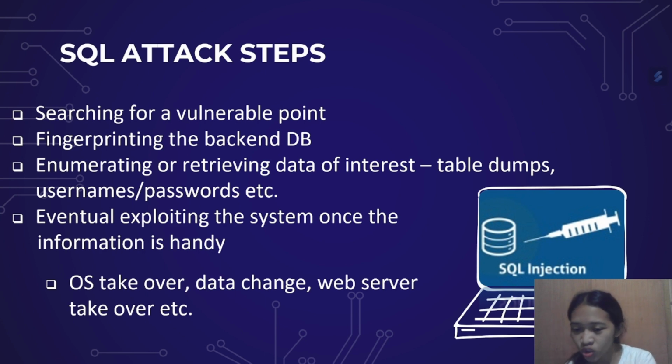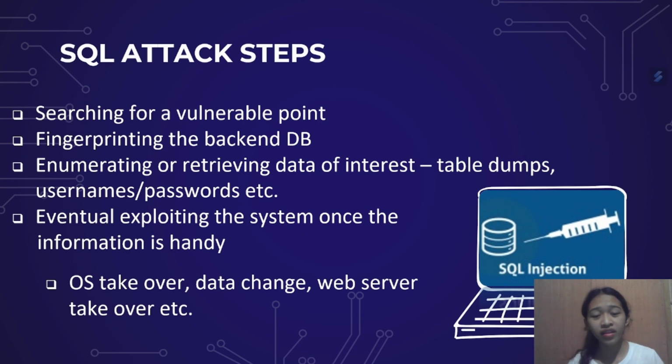Fourth, we have the eventual exploiting of the system, once the information is handy. Once the attacker has obtained the desired information, they can then attempt to exploit the system in various ways, such as taking over the operating system or web server, or modifying the data in the database. We have the fifth: operating system takeover, data change, web server takeover, etc.